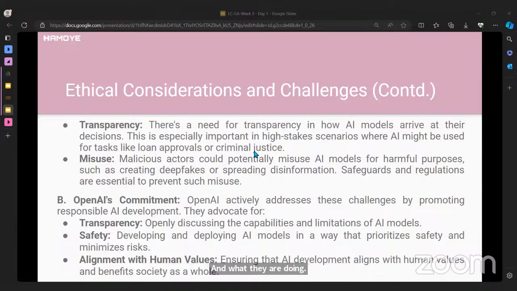Right, we have misuse of AI. So the potential misuse of AI technologies by malicious actors is significant.